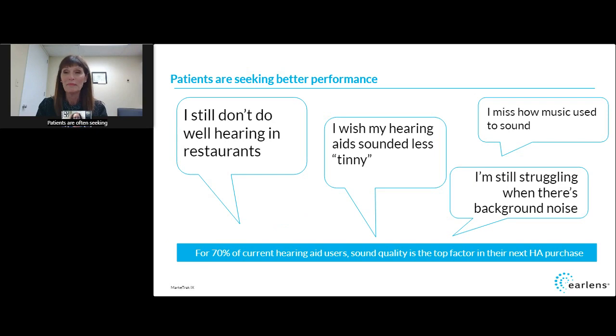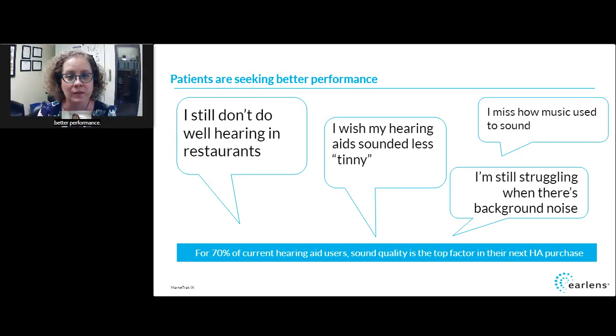Patients are often seeking better performance. You're going to hear this with many of your friends, that they still feel like they can't hear in a restaurant. My hearing aids sound very tinny. Why am I still struggling when there's background noise? And music just doesn't seem to have the quality and fidelity as it did when I had normal hearing. So for the 70% of current hearing aid users out there, sound quality is the top factor in their next hearing aid purchase.